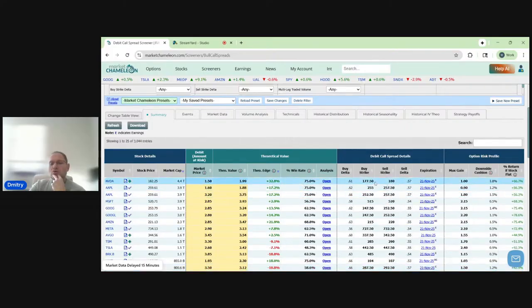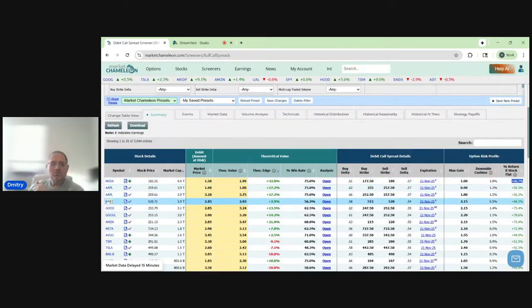It was the 177.5, 180 call spread, which, right now the offer is 1.50. Well, if it's above 180 at expiration, this will be worth $2.50. So that's a gain of $1, right? You paid $1.50. If it's worth $2.50, that's $1 higher. So that will be your return, which is 66.7%.